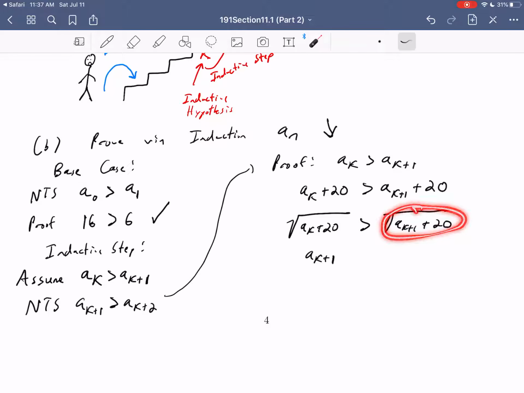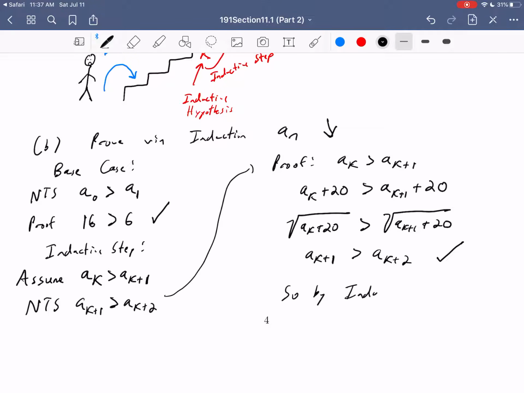Over here, this has an index of K plus 1. So if you take the index of K plus 1, add 20, square root it, that's how you get AK plus 2. And there we go. We've shown that if there was a decrease on the previous step, the next step will be a decrease as well. Check. So, by induction, A sub n is strictly decreasing. So we've proven that our sequence is always going to be decreasing.